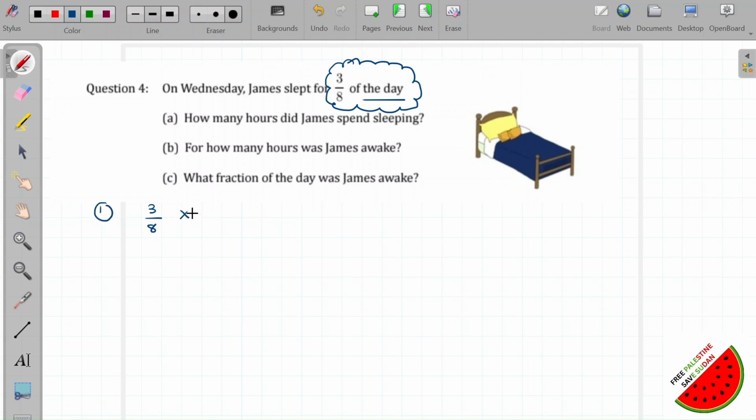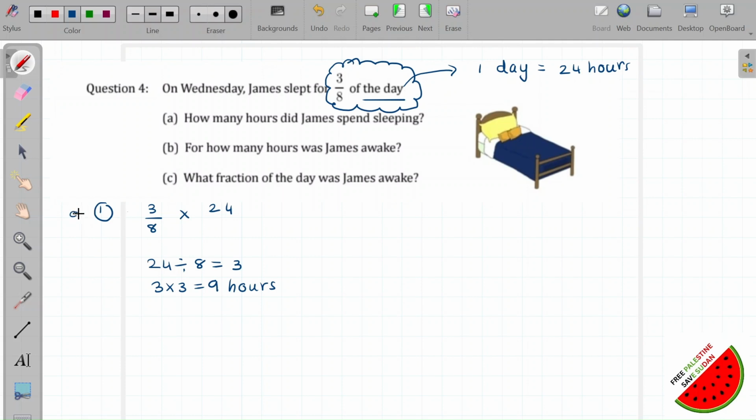So it'll be 3/8 of a day, and one day is equal to 24 hours. So we're gonna do 3/8 of 24, and then to solve this, I do 24 divided by 8, which is 3, and 3 times 3, which is 9. So on Wednesday, James slept for 9 hours. So that's part A, actually.